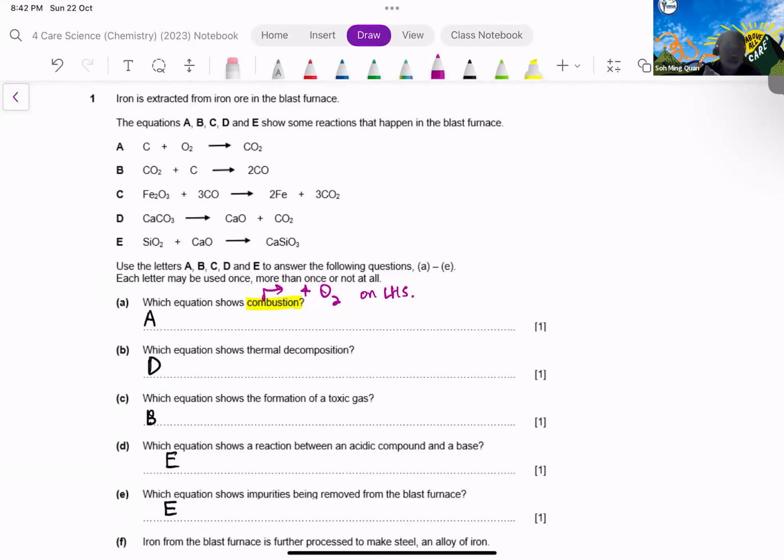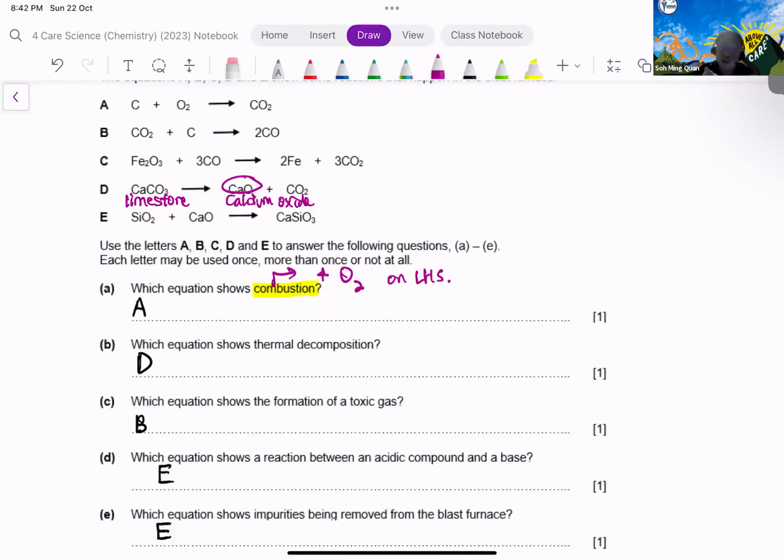Okay, next, D is thermal decomposition because D shows the decomposition of limestone to calcium oxide. Okay, so limestone decomposes when heated to form calcium oxide. So that's D. Next, which equation shows the formation of a toxic gas? In this case, the toxic gas being carbon monoxide, and therefore it's B.